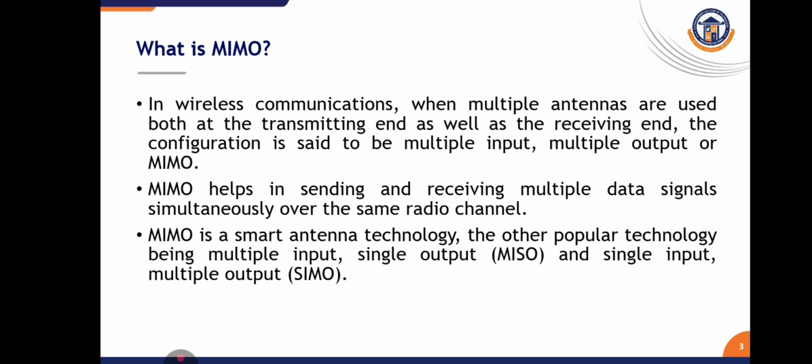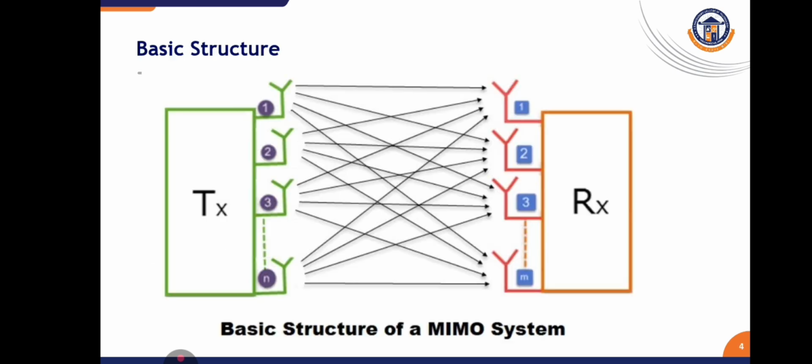So, in electronics engineering, there are two key approaches in the field of control engineering. There are single input and single output, and multiple input and multiple output control systems, which are essential to design and analyze dynamic systems. So this is a basic structure of a MIMO system, the transmitting side and the receiving side.